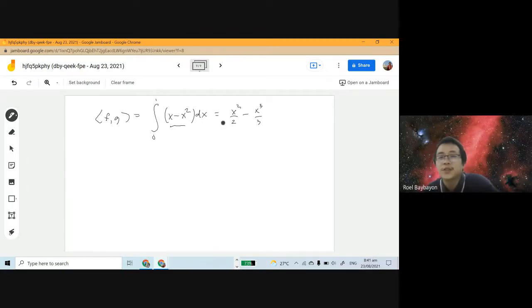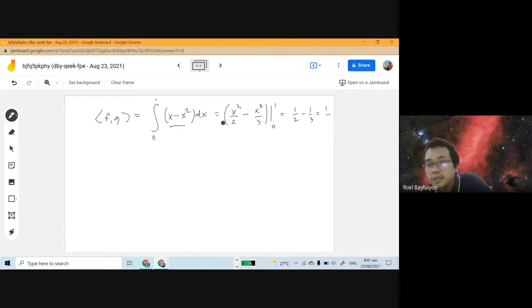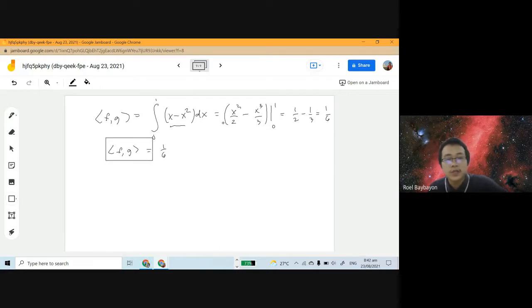Okay? So the integral of this runs from 0 to 1. So I have 1 half minus 1/3, which is 1 over 6. Okay? So therefore, the inner product of F and G is equal to 1 over 6. Now I know this one. Okay? I know the FG.